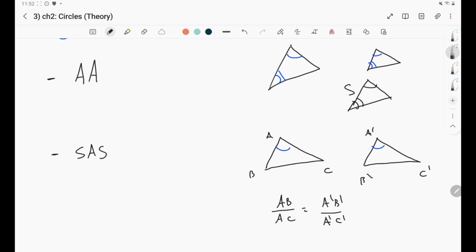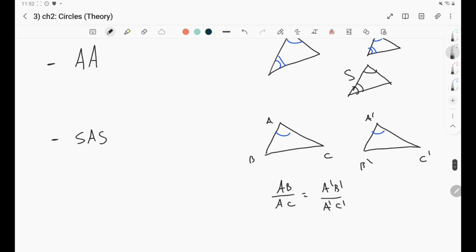Again, the proof is simple. Take this triangle, scale the whole triangle by one factor k, such that you make A prime B prime equal to AB. Then automatically A prime C prime will be equal to AC because of this ratio. The ratio is preserved. So by SAS congruency, you're going to get that the two triangles are congruent. All right, so that also proves it.